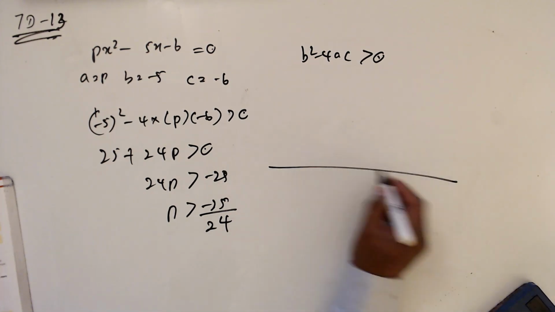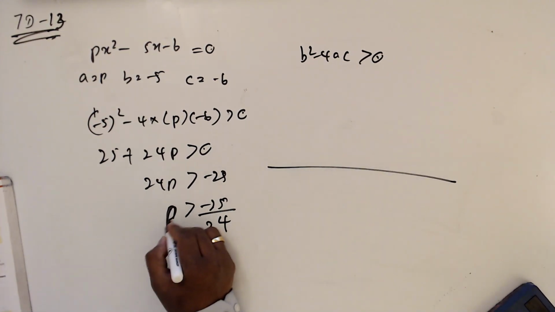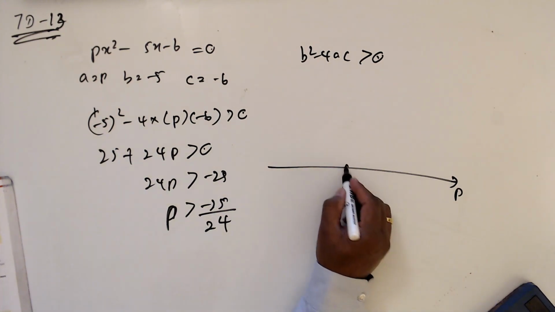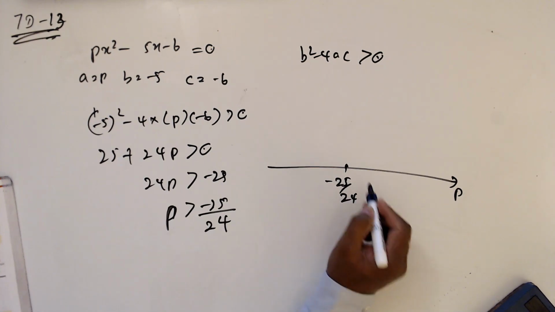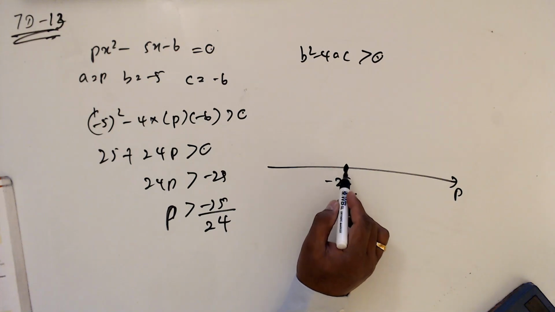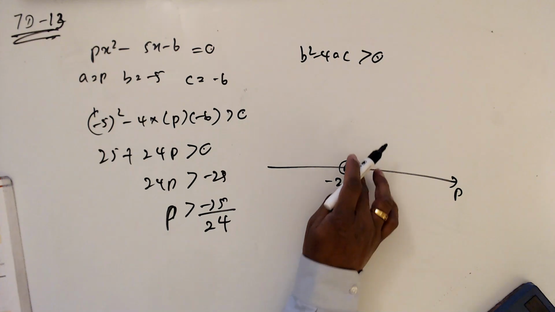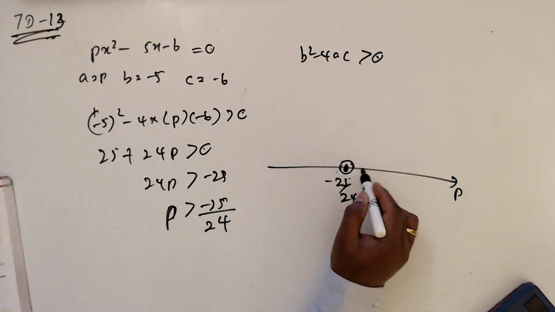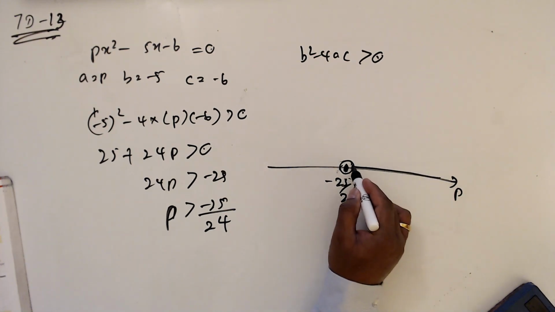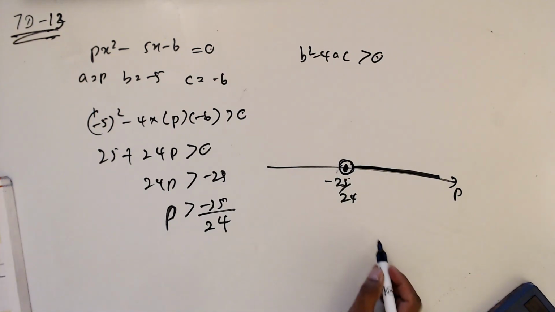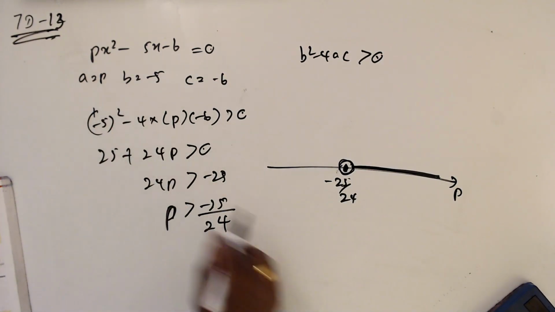Let's name this number line. This number line is the p number line, not x. This is the value minus 25 over 24. Since the value is not equal, p has to be greater than it. So this is the area. Without this value, if you select p greater than this value, then this equation is satisfied.